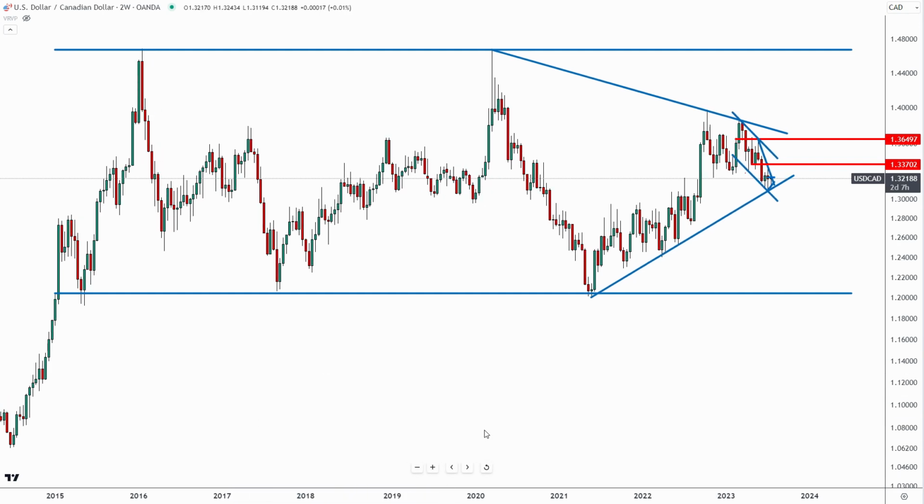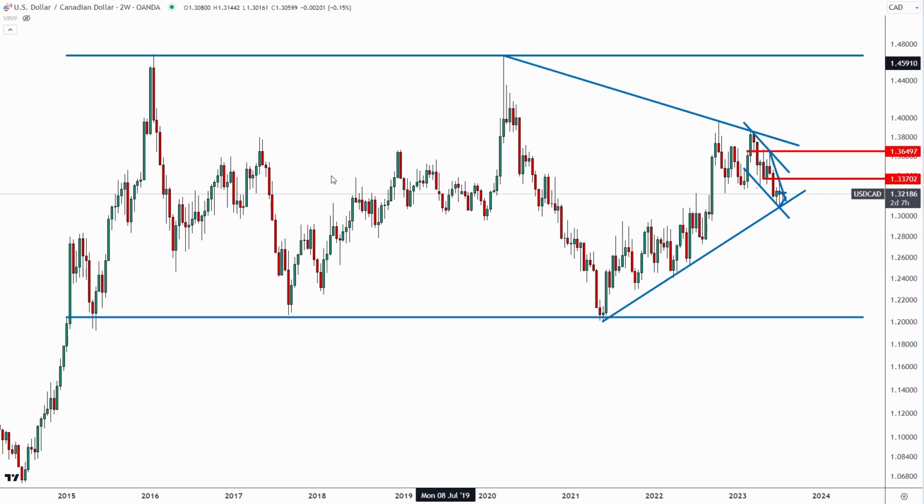Okay, so let's go ahead and start here with the 2-week time frame. Now, the only reason I'm using this time frame is to fit this channel on the chart that goes back to 2015. So we're going to work our way in, starting with the 2-week all the way down to the 4-hour time frame in this video.